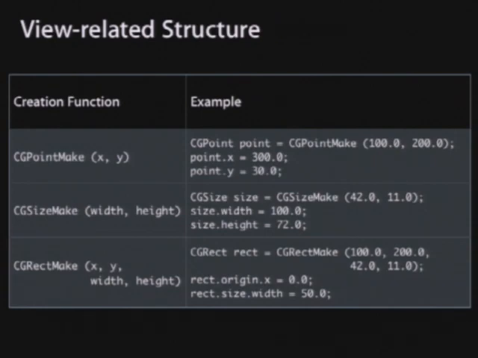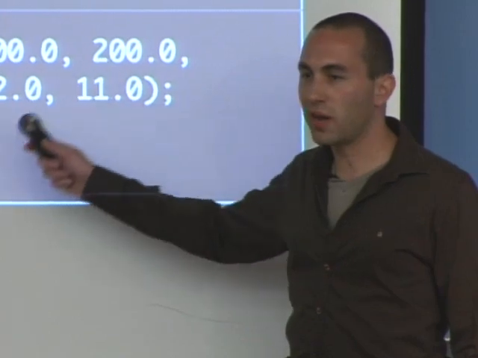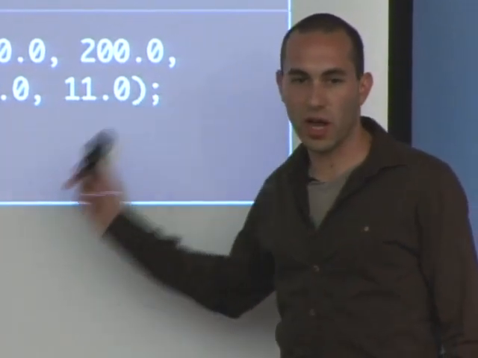And you pass it the parameters. So CG point make takes two floating points, CG size make takes two floating points. And CG rect make actually takes the two floating points for the point, followed by the two floating points for the size. In other languages, you may have seen they take top left, bottom right. In this case, we're actually taking origin XY followed by size, width, and height.